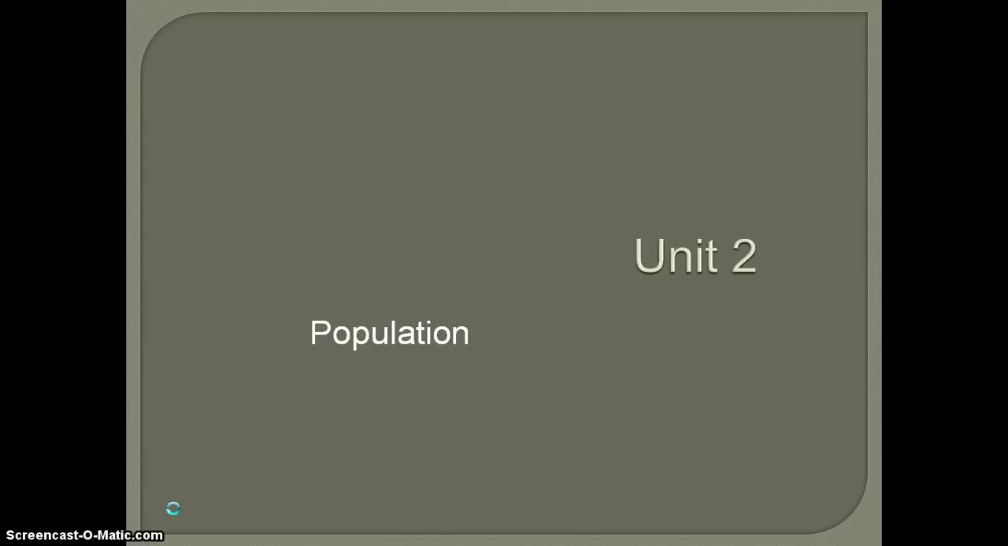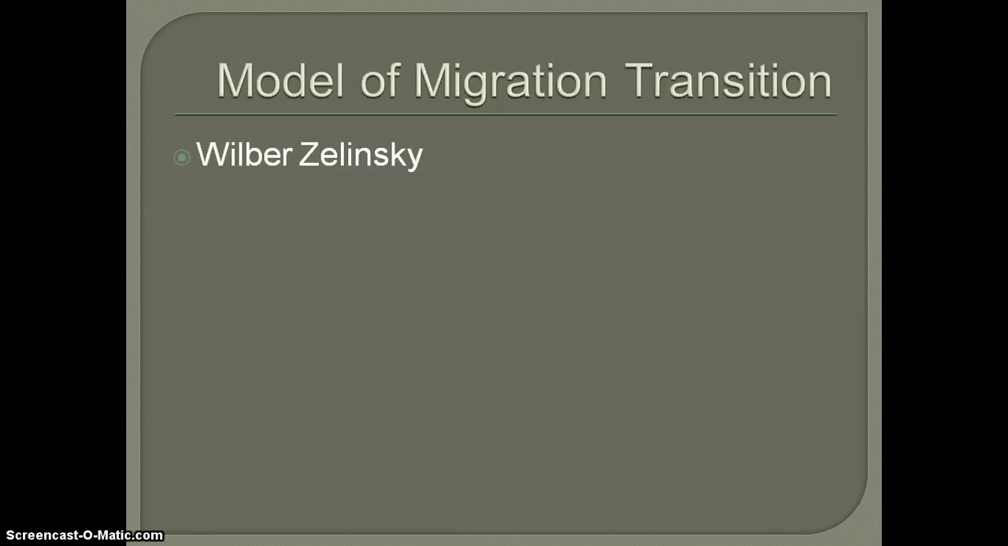We're coming to a close on our Unit 2 discussion of population, and specifically we're talking about movement. Today we're going to be discussing what's called the model of migration transition. And just like several of the other models and things we've looked at this particular unit, the model of migration transition is also going to be referring back to the demographic transition model.